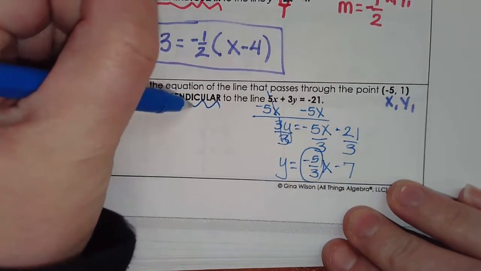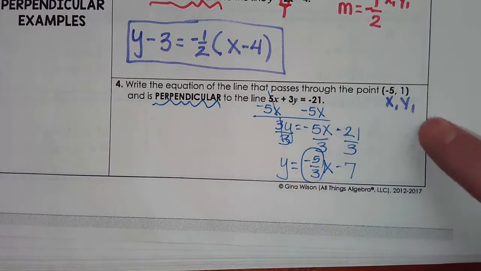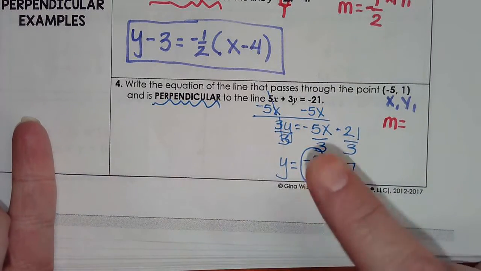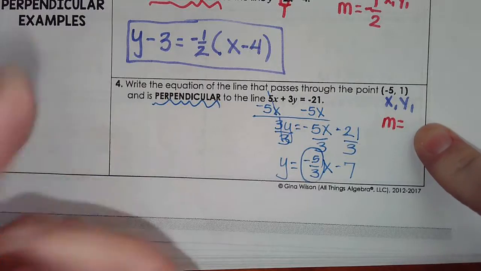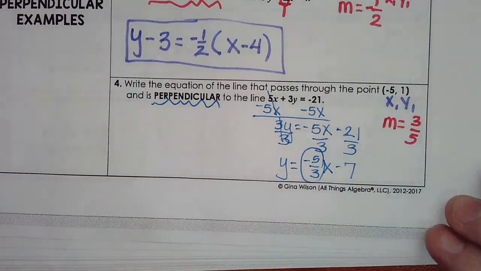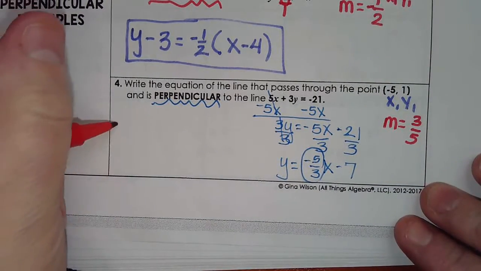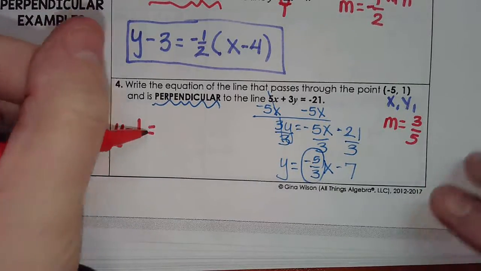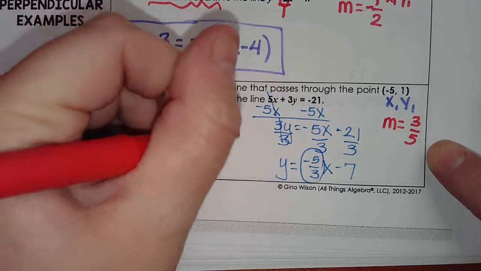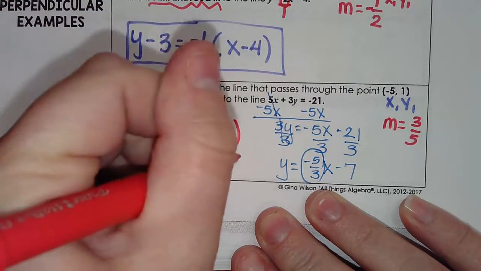But I need to write an equation that is perpendicular. Perpendicular, so my new slope for my new line means that it's going to be the opposite sign. So this one's negative, so this one's going to be positive, and it's the reciprocal. So it's going to be 3 over 5. So there's my point. There's my slope. Now I can write in point slope form. y minus y1 equals m, x minus x1. And again, you can't leave a double negative. Change it to a positive, and there is your answer.